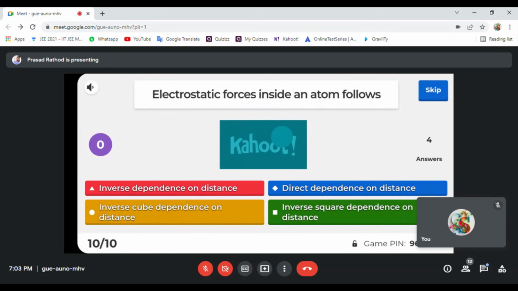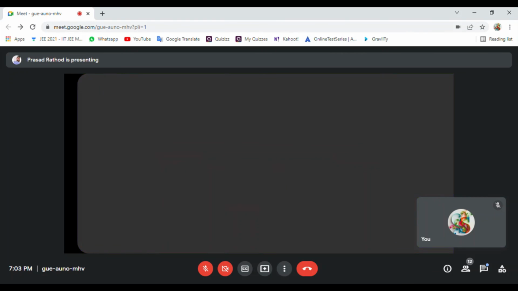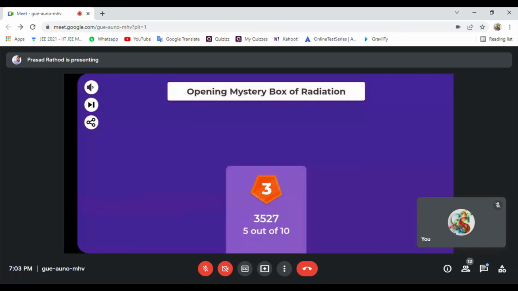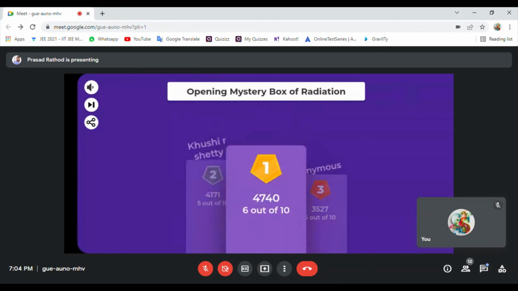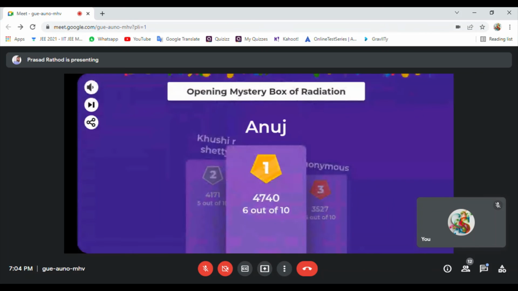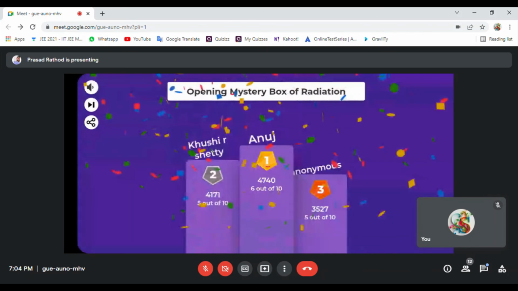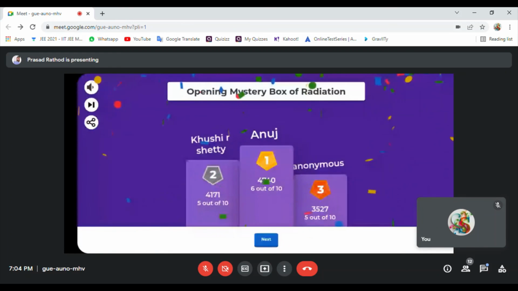And here we come to an end of this gaming round. The correct answer is inverse square dependence on the distance. So let's see the podium. Third position, we have Anonymous. Followed by, on second position, we have Khushi Shetty. So the game has changed. And on the first position, we have Anuj. And runners-up, we have Rohan and Viraj.